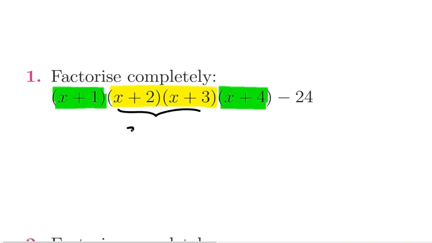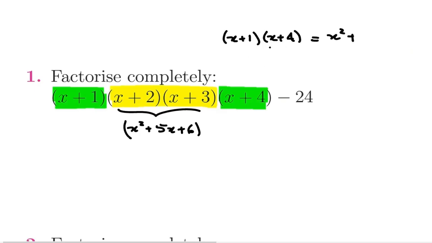From the multiplication of these x's, we get x squared plus 3x plus 2x plus 6, so x squared plus 5x plus 6 comes out. What do we get from multiplying the greens? From the greens, multiplying x plus 1 by x plus 4 gives x squared plus 4x plus another x makes 5x plus 4. I'm writing it here: x squared plus 5x plus 4 minus 24.